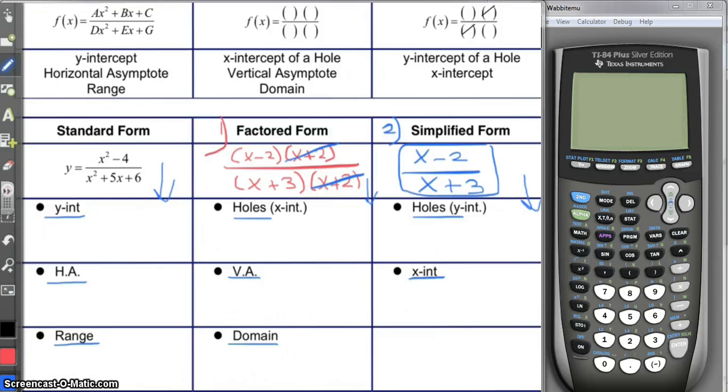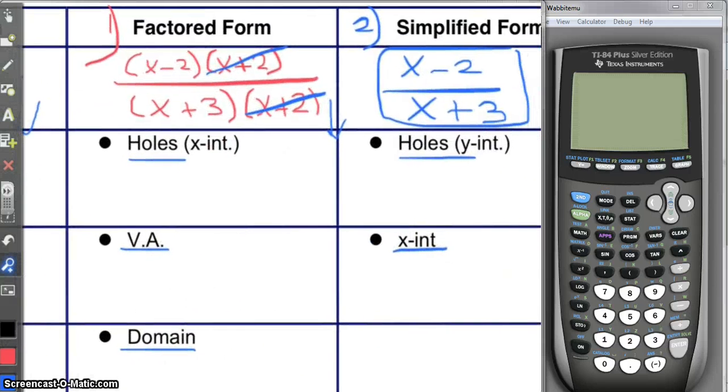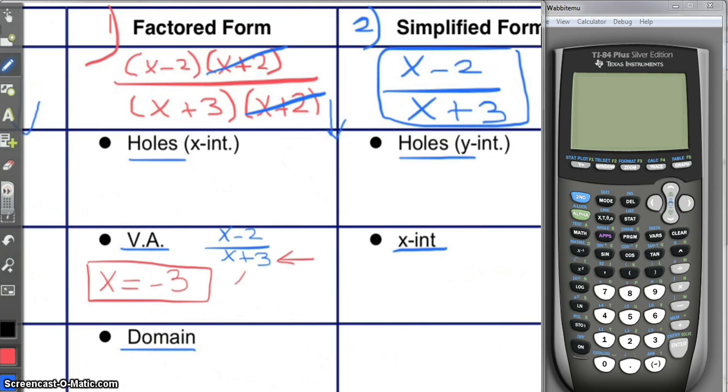I'm going to start with the vertical asymptote. So let me make this bigger. Every time I'm asking for the vertical asymptote, remember, you look at your simplified form, x minus 2 over x plus 3, and you look at the bottom of your simplified form, x plus 3. Then your vertical asymptote is going to be x equals negative 3. How did I get that? You set x plus 3 equal to 0, and you move 3 to the other side, so x is equal to negative 3. This is how you find the vertical asymptote.